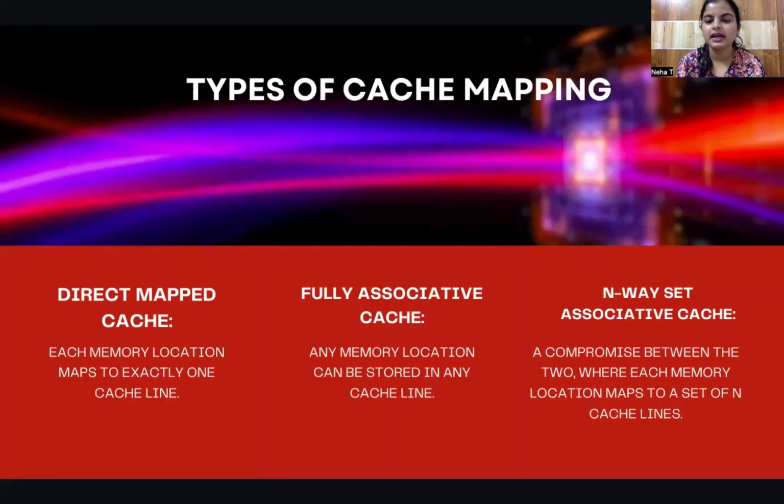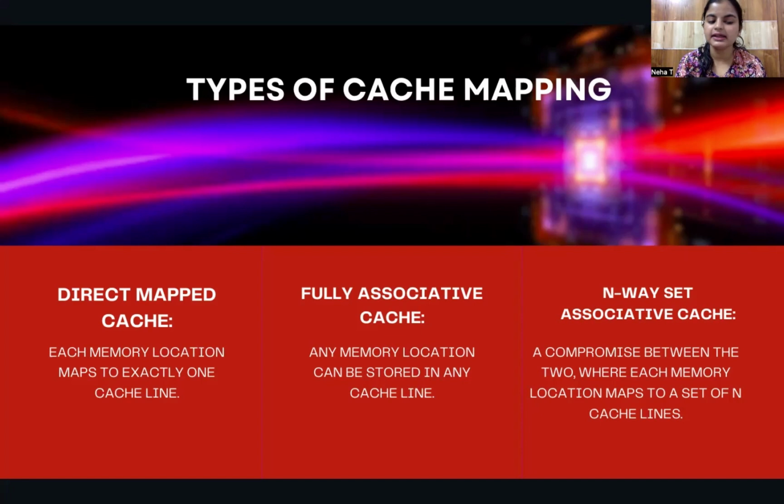Now, types of cache mapping. We have three types: direct mapped cache, fully associative cache, and n-way set associative cache, also known as k-way set associative cache in a few textbooks. In a direct mapped cache, each memory location maps to exactly one cache line. In a fully associative cache, any memory location can be stored in any cache line.